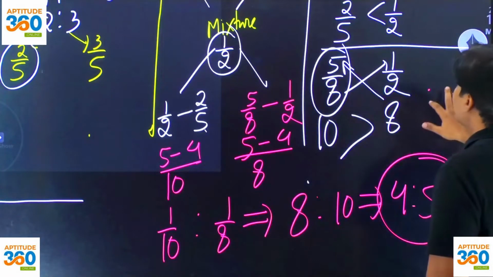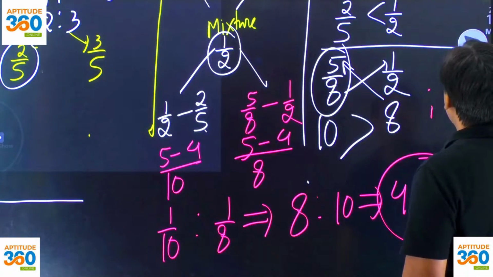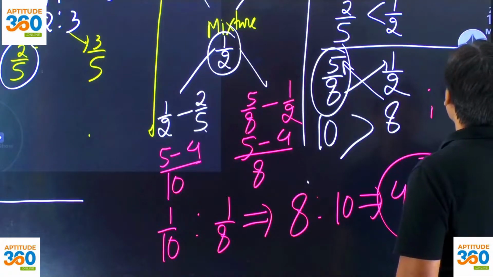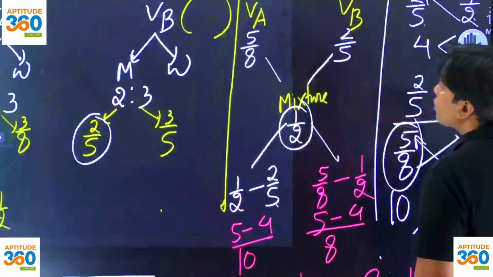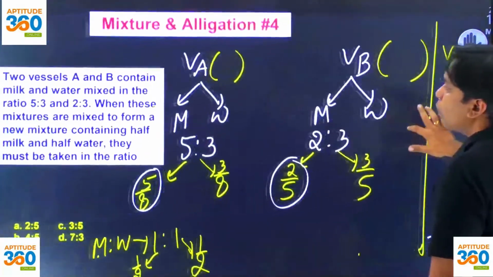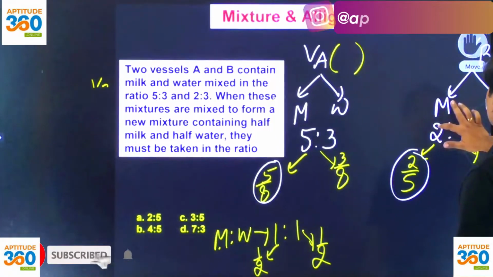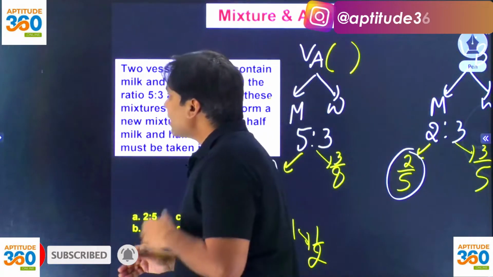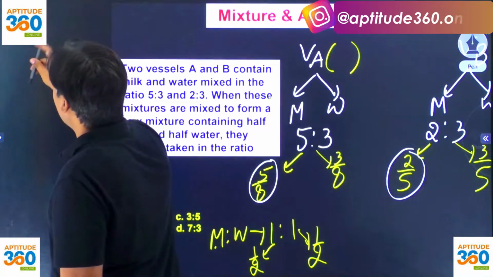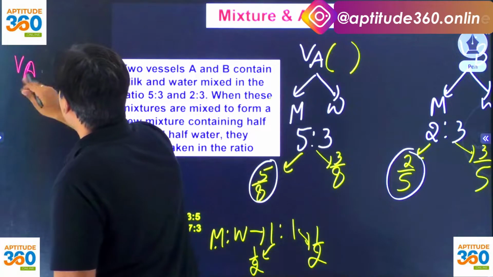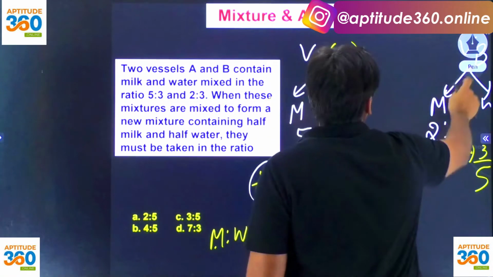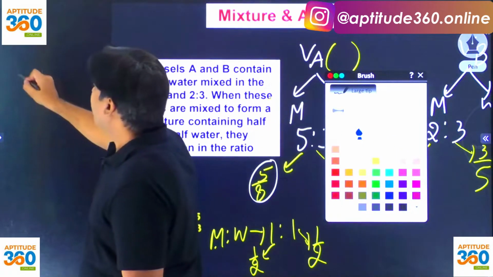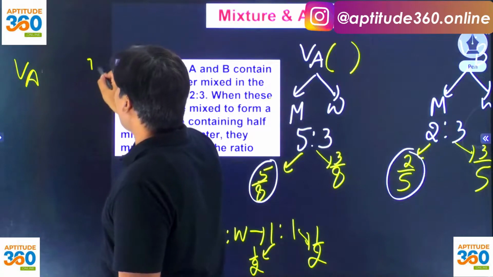And if you are understanding this so far, as I told you, you can also focus on the water in order to find out this answer. How do I do that? You see, if I say that I have got vessel A, let me change the color of the pen. I have got vessel A and vessel B.